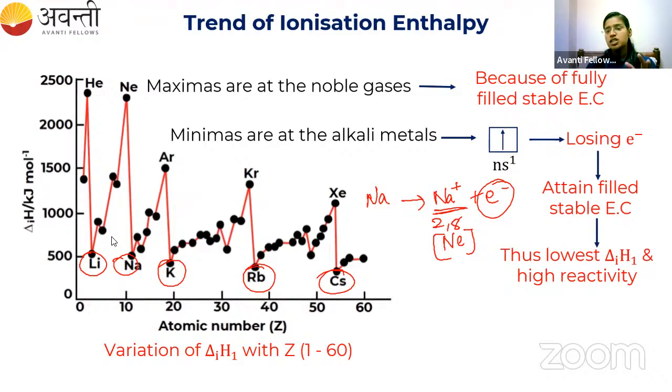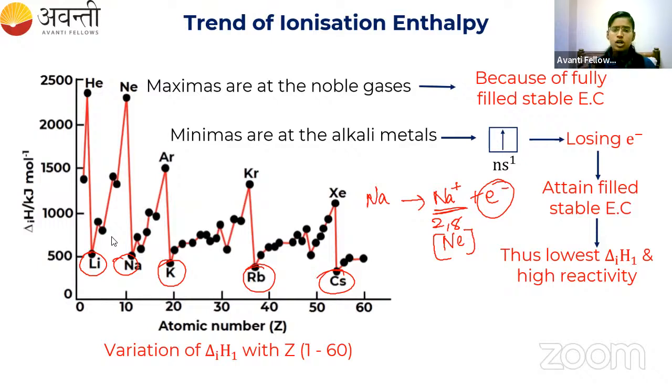You need some energy to remove the electron, right? It won't just come out like that. We only have to remove it by giving some energy. It won't just come out on its own. It will attain the stability, but the energy required is very less. You got it? Very good. So immediately it will react. That's why there is high reactivity and the lowest ionization energy.